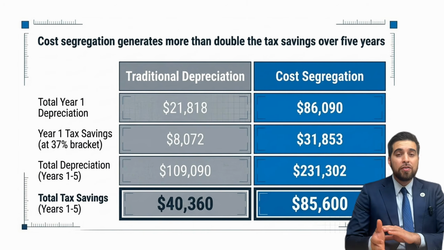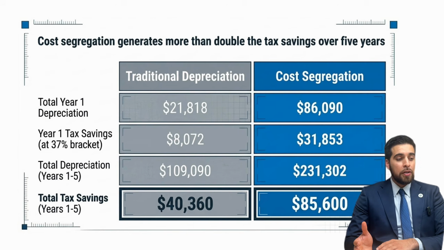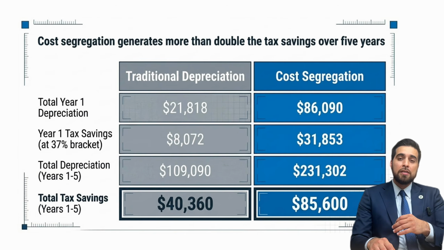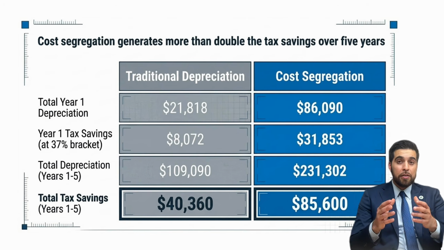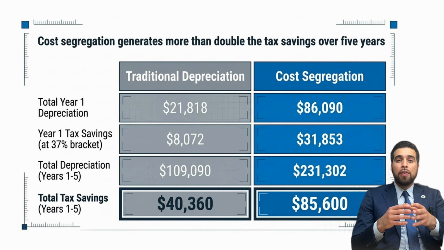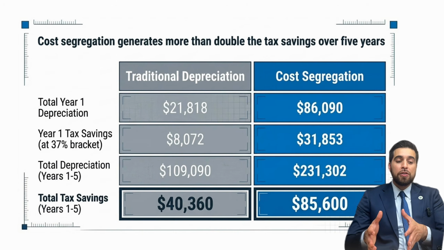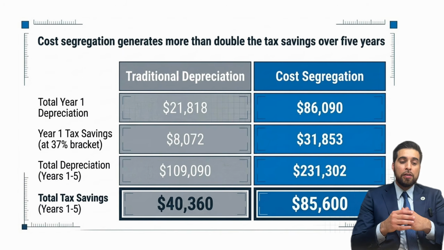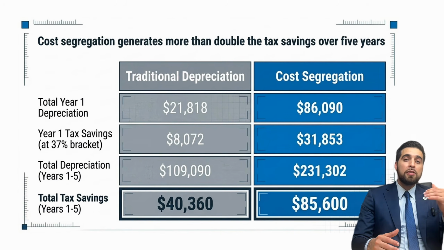Now, if you do, this is where I want to look into alternative number 2. In this example, I showed that by implementing a cost segregation analysis, you get a 112% increase in your tax savings, which is material. So the numbers, the real savings in the breakdown: in years 1 through 5, the total depreciation expense that you'll have by implementing a cost segregation analysis is $231,302. And assuming the highest marginal tax bracket of 37%, that equates to tax savings for years 1 through 5 of $85,582.